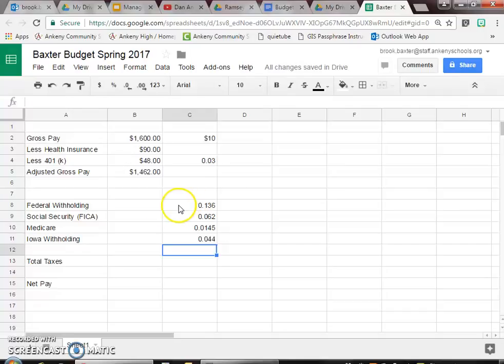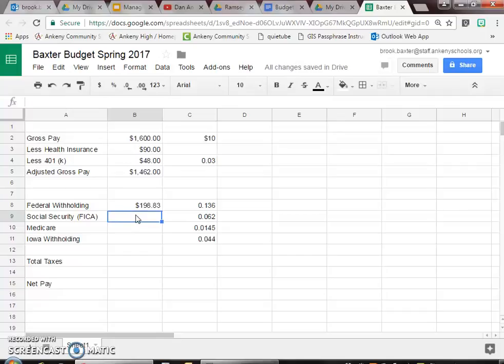Okay, so let's look at federal withholding. Federal withholding, we're going to use our adjusted gross pay because that is taxed after health insurance and 401k comes out. So we're going to do an equal sign for our formula, use our adjusted gross pay, which is B5, then times, which is shift 8, and our percentage in column C.